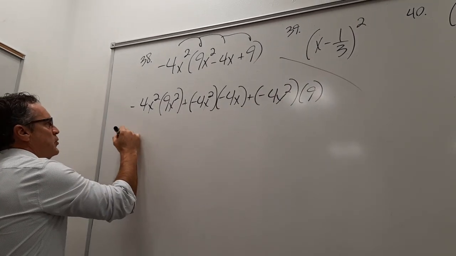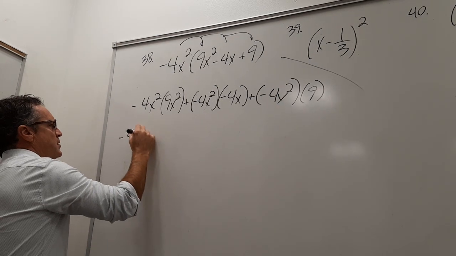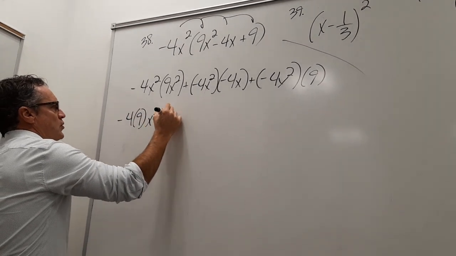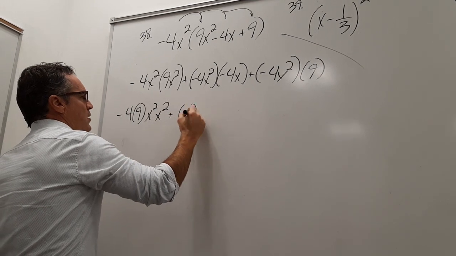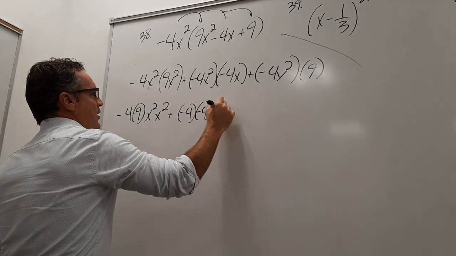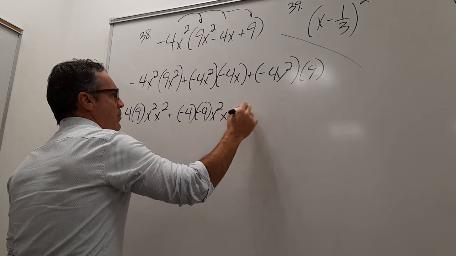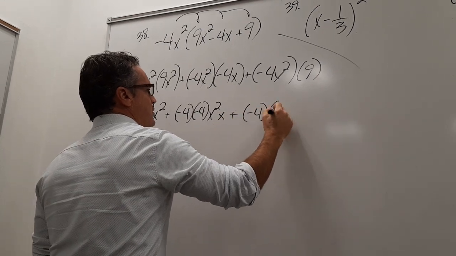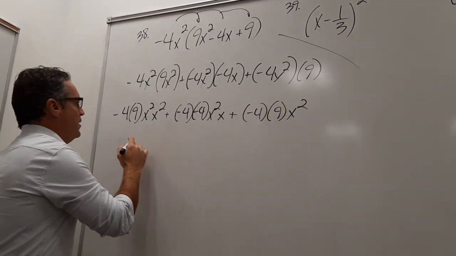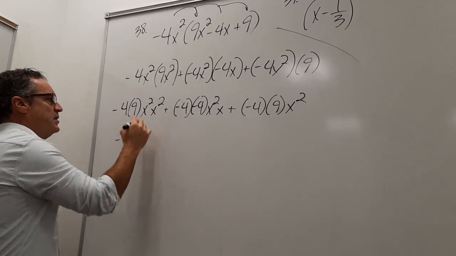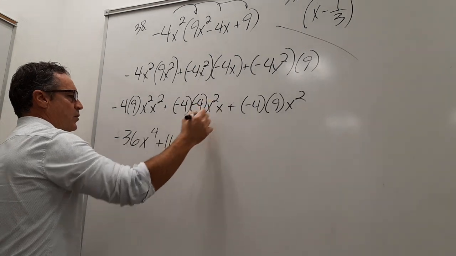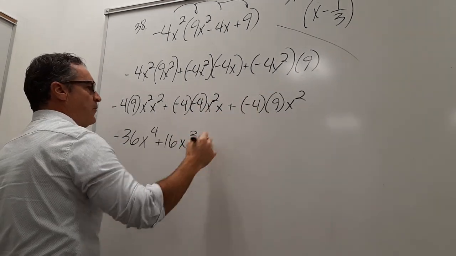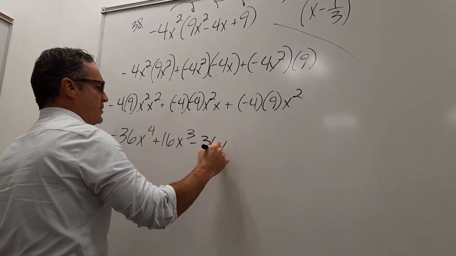Okay, numbers with numbers. Negative 4 times 9x squared, x squared. This is going to be plus, and we're going to say negative 4 times negative 4, and we have x squared and x. And we're going to have plus negative 4 times 9 and x squared. Negative 4 times 9 makes negative 36. X squared makes x to the 4th. Negative 4 and negative 4 make positive 16. X squared and x make x to the 3rd. Negative 4 and 9 make negative 36x squared.